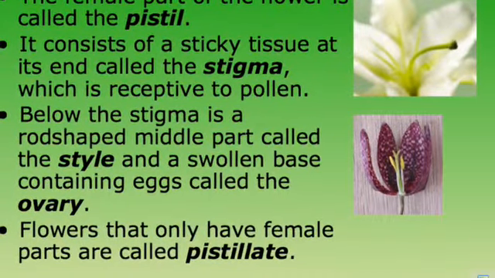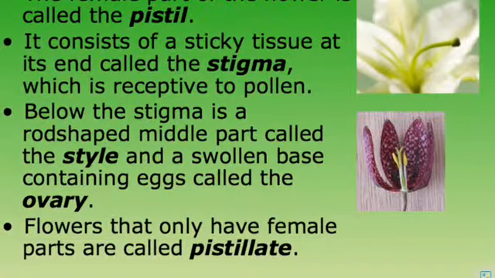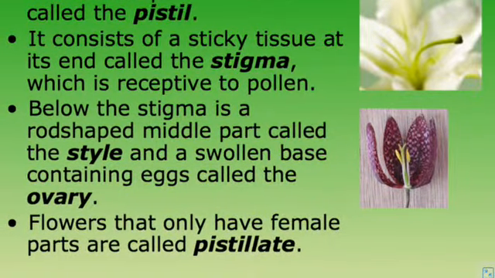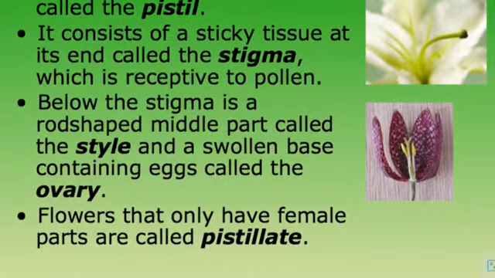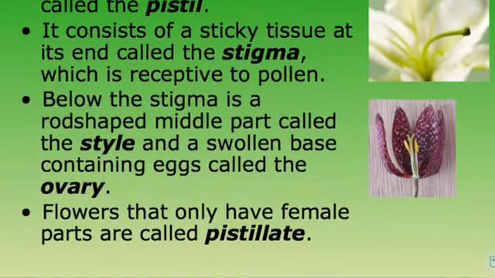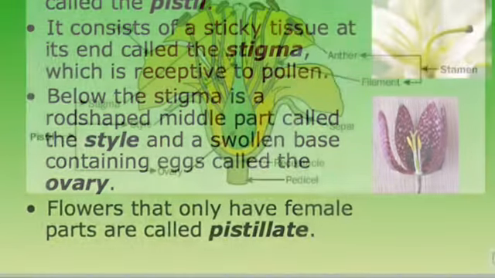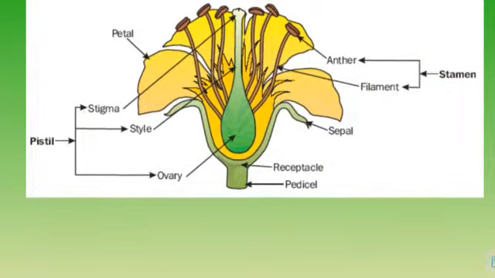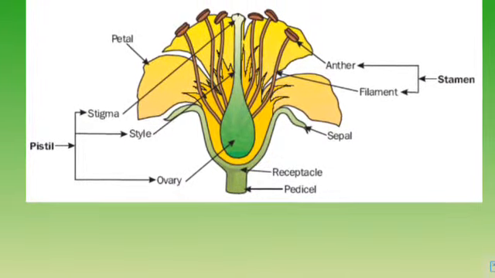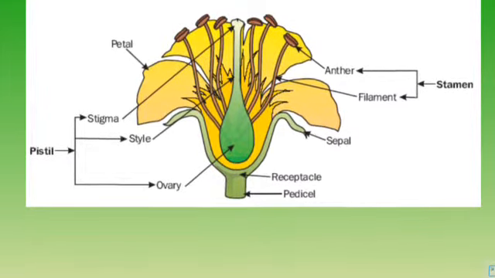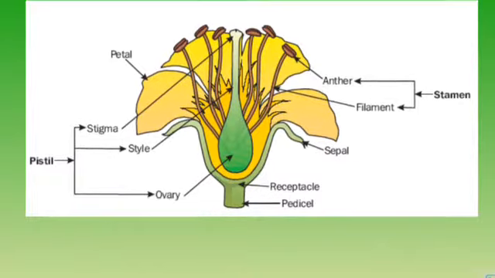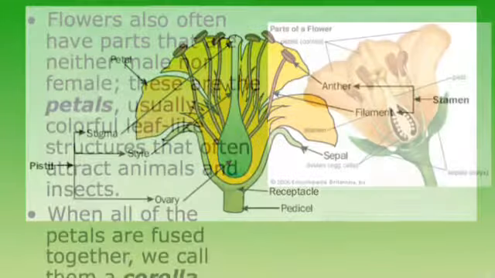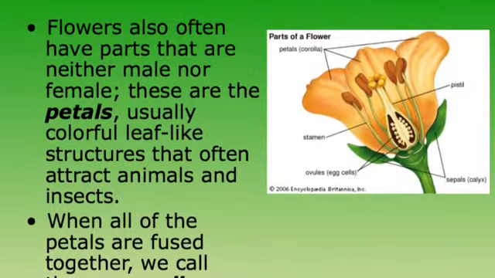The female part of the flower is called the pistil. It consists of a sticky tissue at the end called the stigma, which is receptive to pollen. Below the stigma is a rod-shaped middle part called the style and a swollen base containing eggs called the ovary. Flowers that only have female parts are called pistillate. As you can see, the pistil's parts are on the left. The stamen happens to be on the right in this picture. Everything's labeled for you to see.